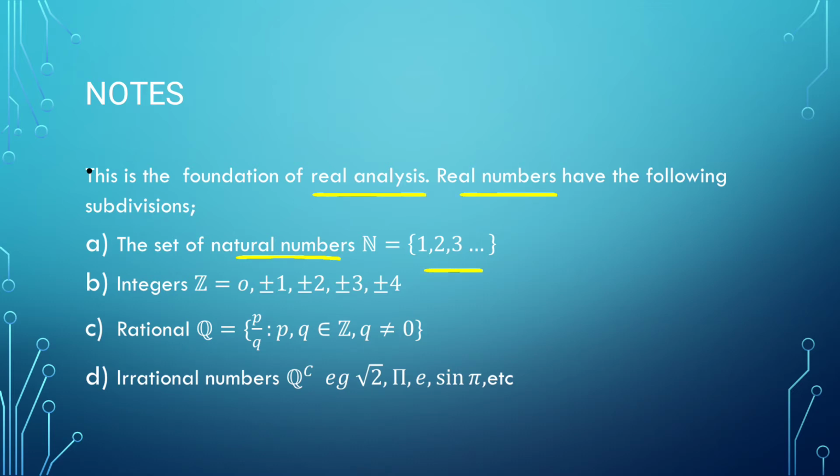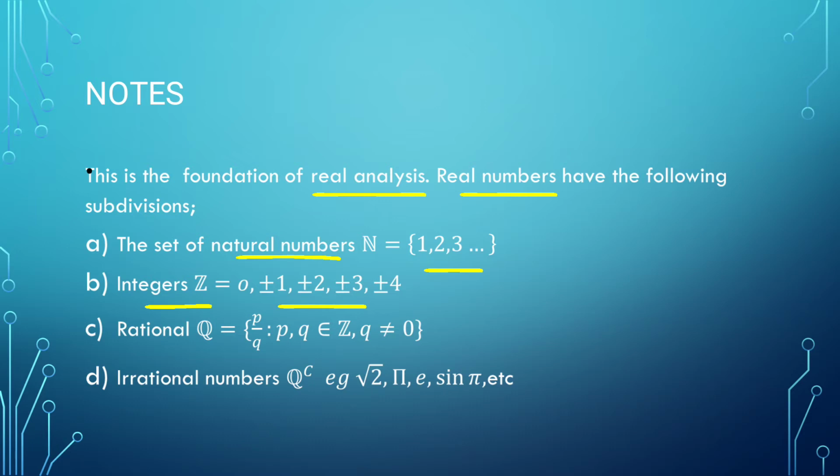1, 2, 3, those are equivalent to what we call whole numbers. They are natural numbers. Then we have integers, denoted by double-struck capital Z, which are both the positives and negatives of natural numbers. So you can see that.